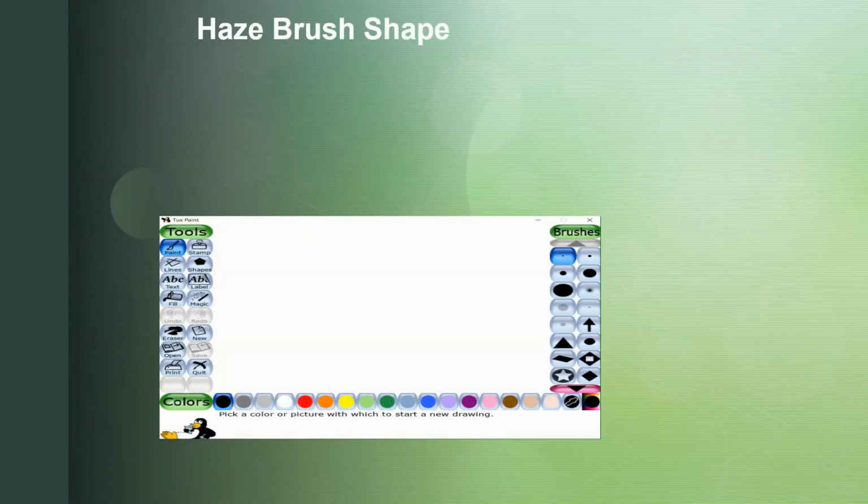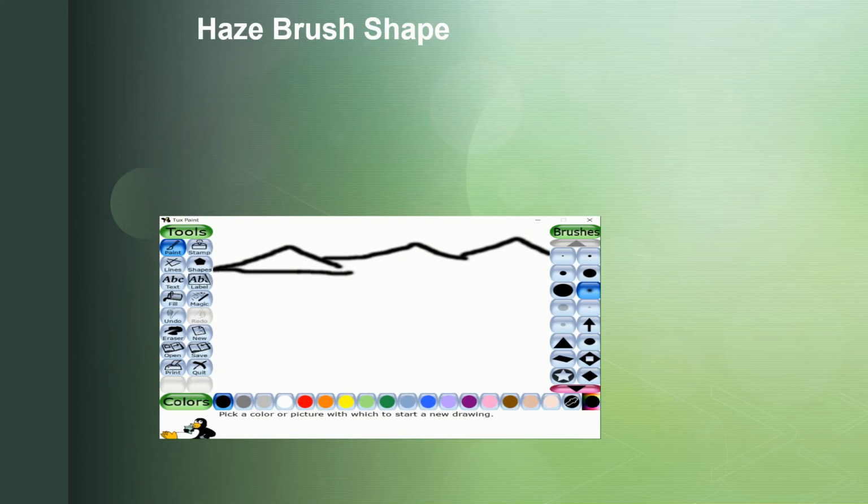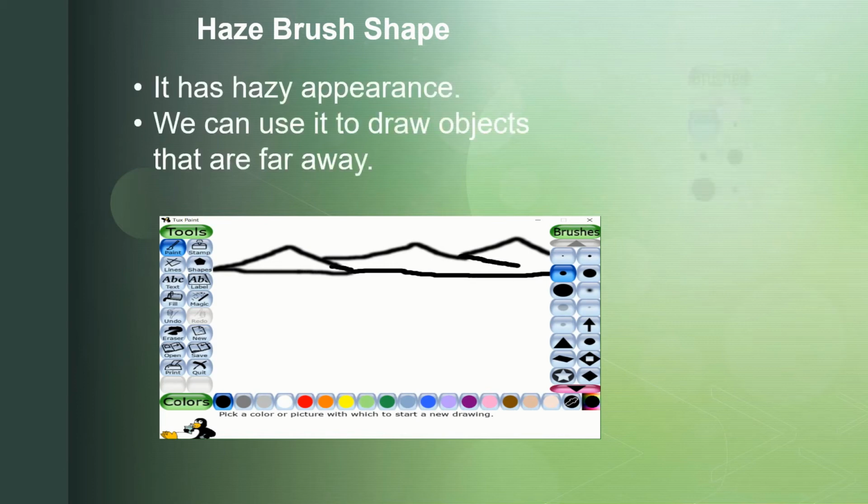Hazy brush shapes. Students, you can see in the practical way, the teacher has selected the paint and hazy brush shapes. It is different from other brushes. It looks like a blur. Yes, it has a hazy appearance. We can use it to draw objects that are far away.